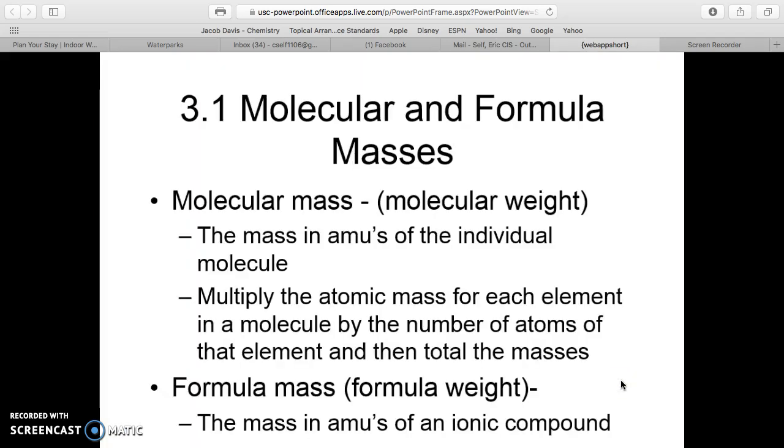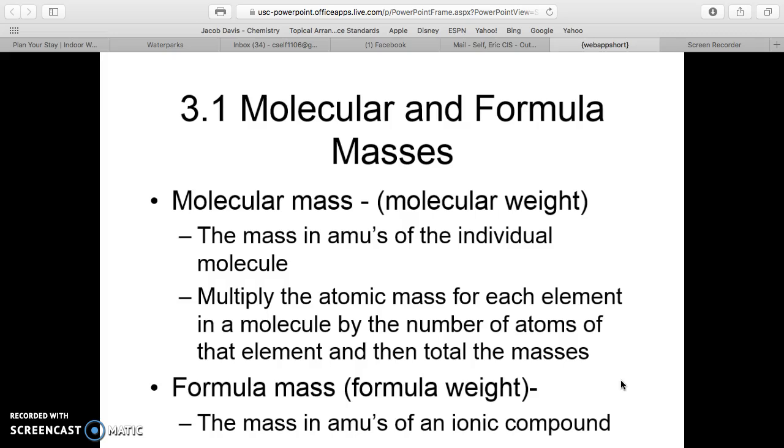Molecular mass and formula masses. Molecular masses, sometimes called molecular weight. We've talked about these before. You may have seen them in grams. In particular cases of today's PowerPoint, you may also see it in AMUs, which is atomic mass unit. But the mass in AMUs is the individual molecule, and so you'll use your periodic table to tally those up.